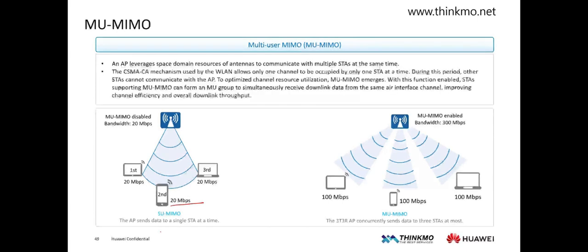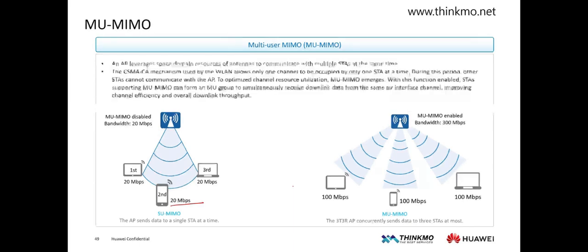However, if you enable MU-MIMO, the wireless access point, AP, can allocate 100 megabits of bandwidth simultaneously to multiple devices. In this situation, the AP can send data to multiple terminals in parallel. Each terminal can independently receive data without taking turns, thereby maximizing the utilization of bandwidth. The advantage of MU-MIMO technology is that it treats the antennas of multiple users as a whole.